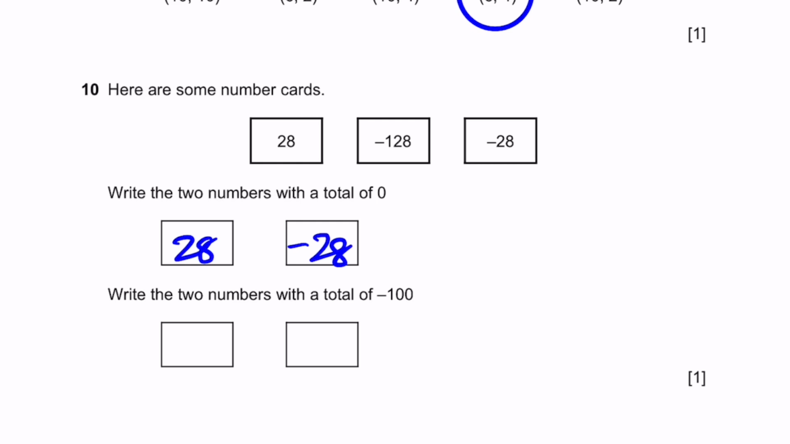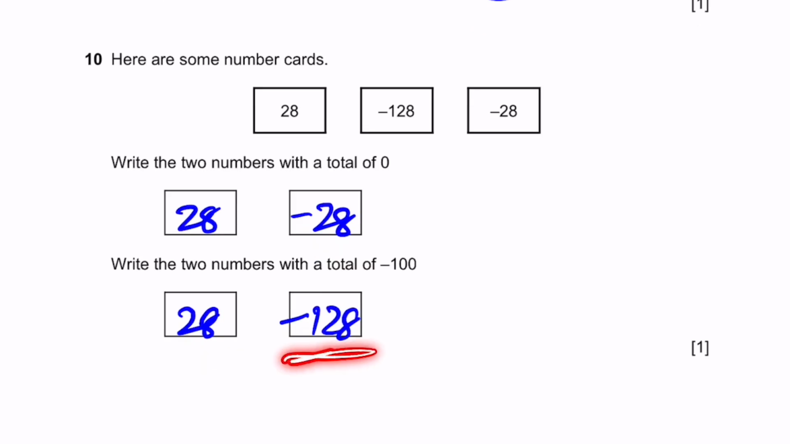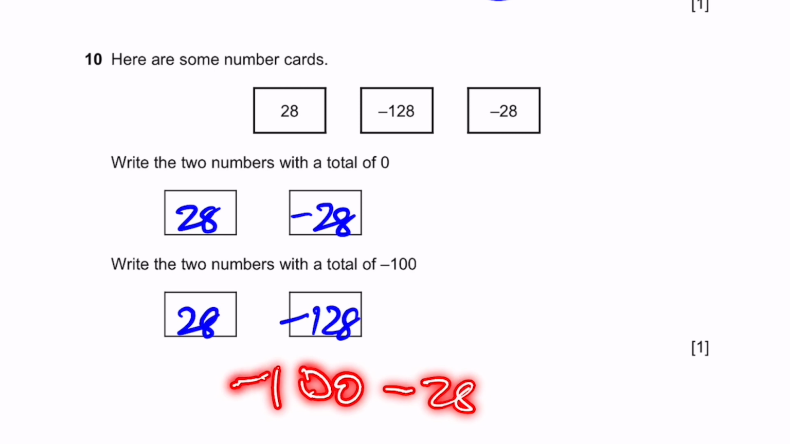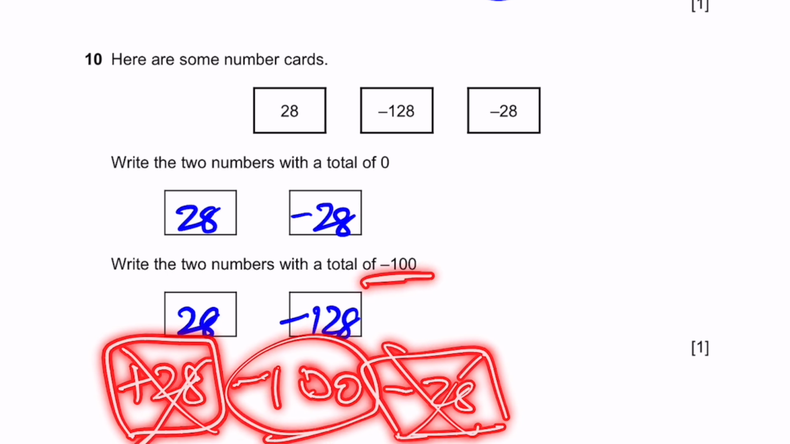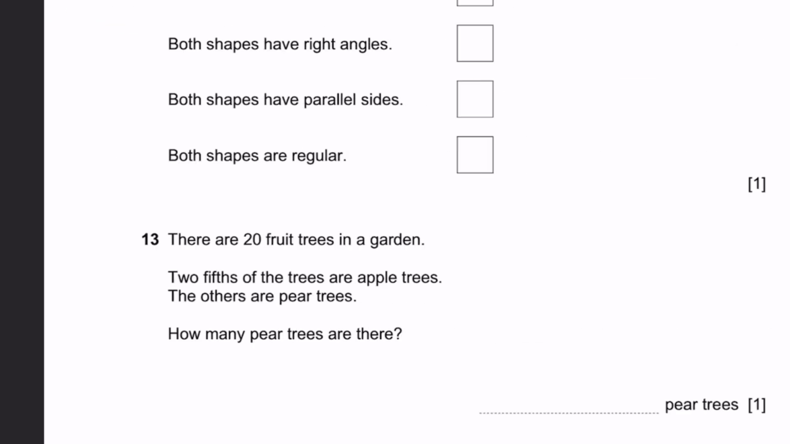Write the two numbers with a total of negative 100. Of course, this is going to be 28 and minus 128. Because minus 128 can be written as minus 100 minus 28. And then because we're adding 28, these two will cancel to make 0. We get minus 100, which we need. That's our answer.